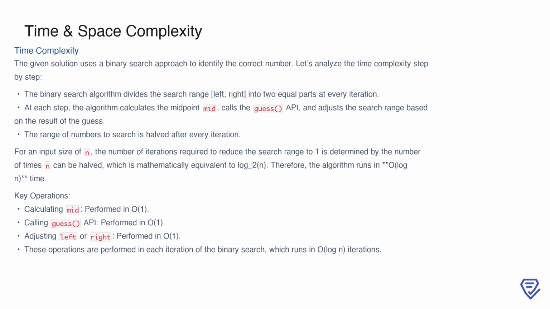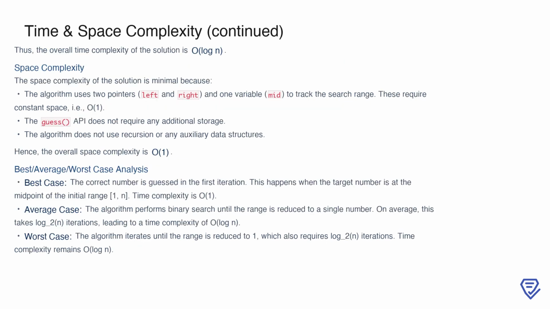The key operations, calculating the midpoint, calling the guess API, and adjusting the range, are all performed in constant time, O(1), during each iteration. Since there are O(log n) iterations, the total time complexity remains O(log n). The overall time complexity of the solution is O(log n), as derived from the binary search process.